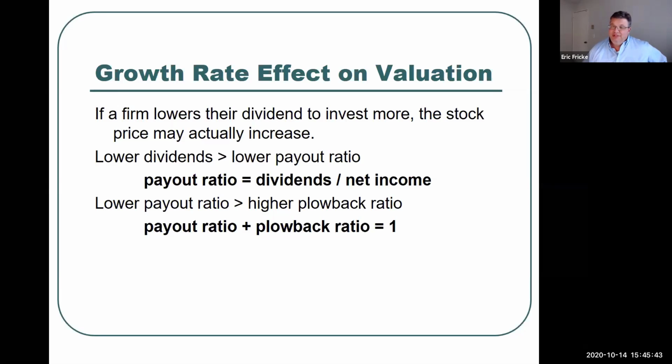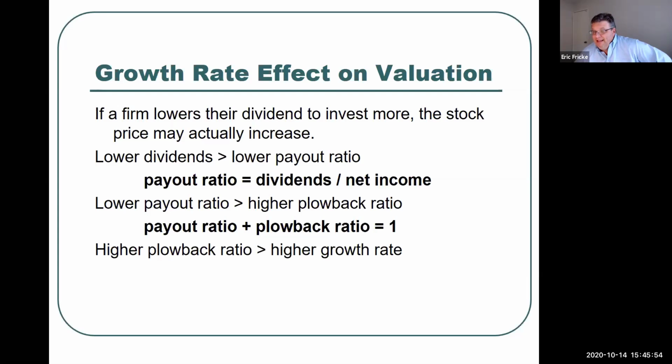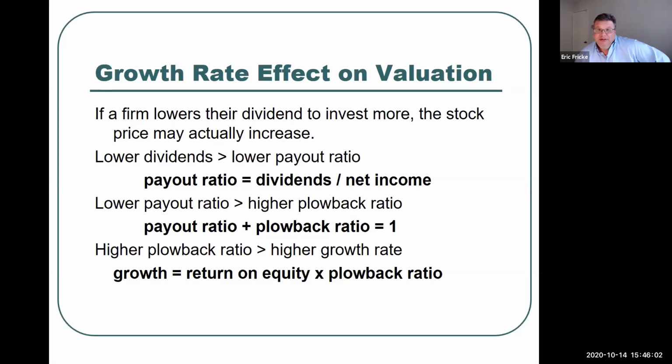And we know these two sum to one, right? So that's why if they're going to reduce the payout, it has to increase the plowback ratio, because there are only two things they can do with their money. This higher plowback ratio is going to lead to higher growth rates, because the growth rate is a function of the plowback ratio. They invest more back into their business, they're going to get a higher growth rate. So that's the key. If a company lowers the dividends, they can theoretically increase the value of the company because it's going to increase their growth rate.